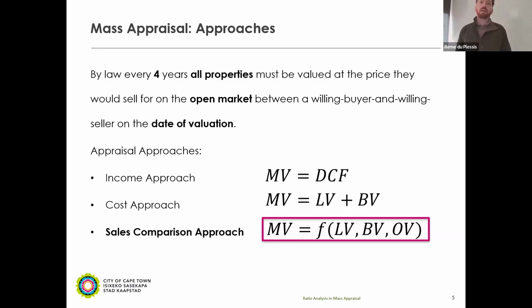But the golden standard is your sales comparison approach, whether you are doing a single property valuation, which you might have had a property valuer do with one of your properties in the past, or whether you do it in a systematic manner like we do with mass appraisal. So here we have 3 sets of inputs to our model, which is your land variables, your building variables, and other variables that come into play.